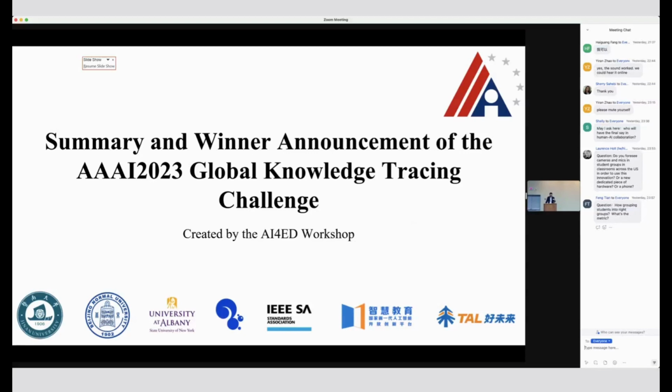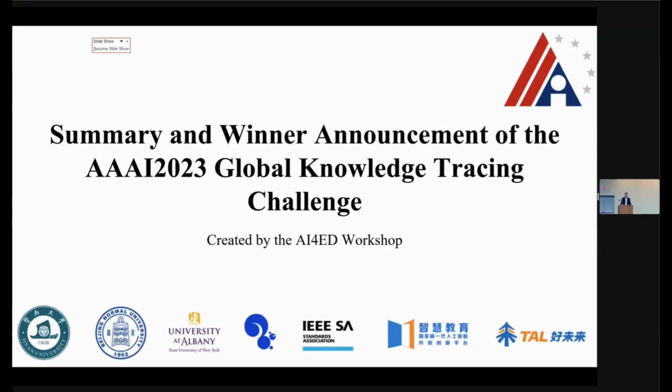So we're actually going to do the summary and the winner announcement for our global knowledge tracing challenge. This is a very interesting competition. We talked about a lot of this when Tom started to talk. The first thing we want to talk about in machine learning is how we understand where the students are, and how the interactions between the student and the learning materials or other activities really affect their learning, right?